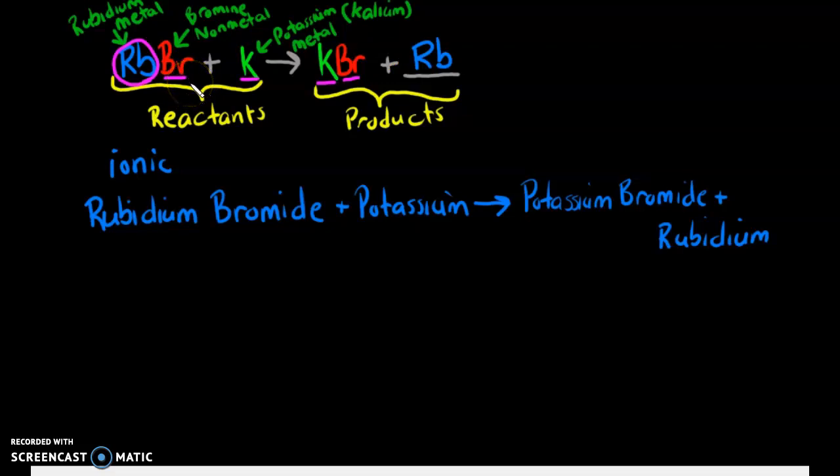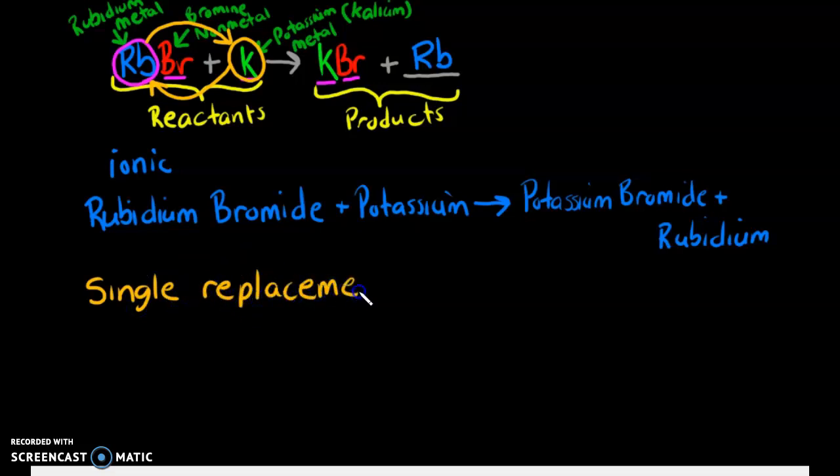So, not decomposition. Next, we have single replacement, a chemical reaction in which one element takes the place of another in a compound. So we have potassium, and our potassium is taking the place of our rubidium in our compound. See how those two switch places. So this is a single replacement reaction.